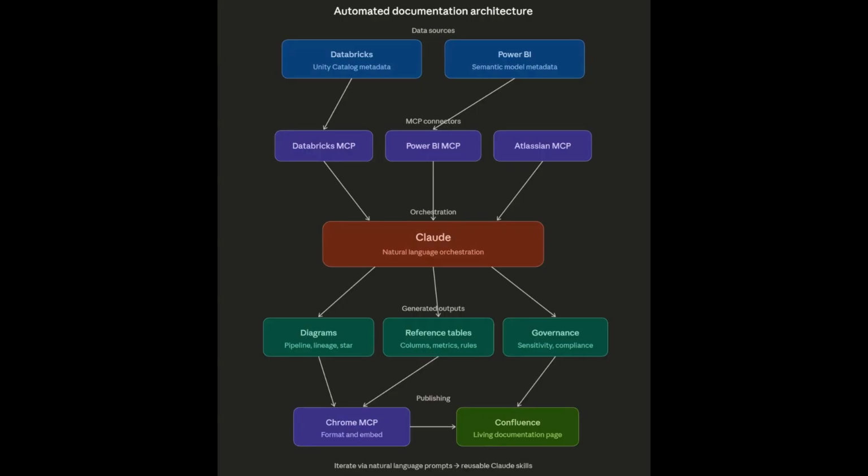So here's your call to action. Pick one critical model or data product in your organization, plug it into this workflow, and let Claude generate its first documentation page. Then, iterate, refine, and turn that prompt into a reusable skill, because the next time somebody asks, "Where's the documentation?" your answer won't be a folder. It'll be a live, up-to-date Confluence page built by Claude and maintained by conversation.